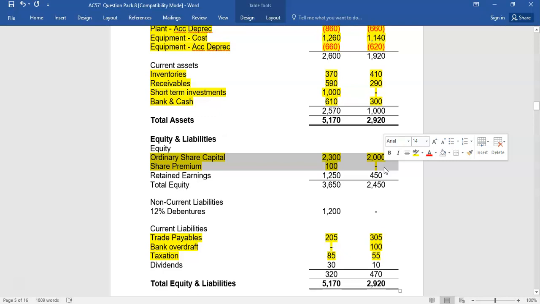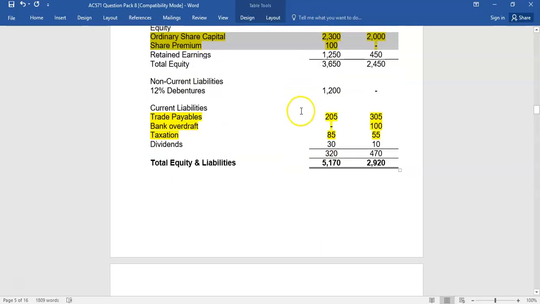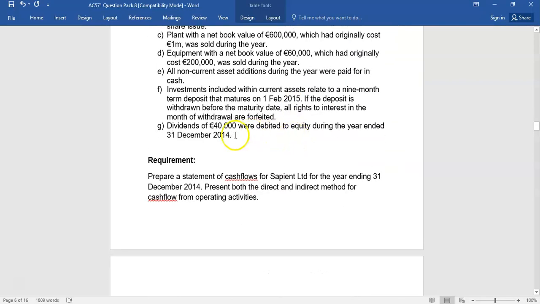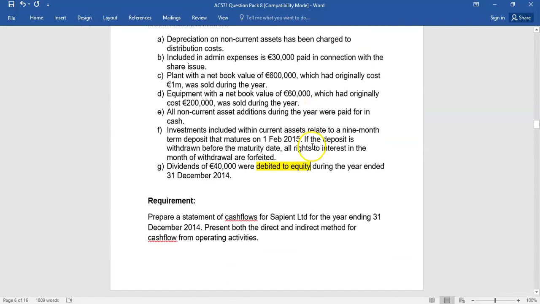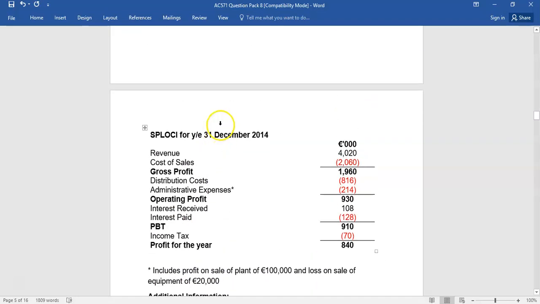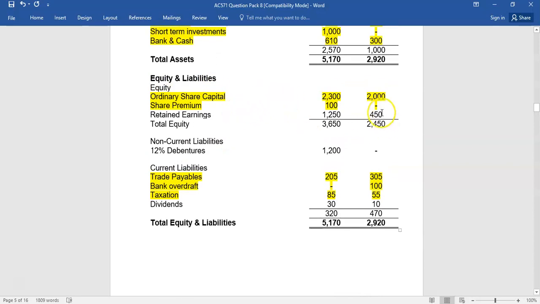because it doesn't make sense to look at them separately. Retained earnings. This is a tricky one because sometimes you're not told if there's dividends paid or not. They tell you here that there were dividends. Be careful now, it wasn't dividends paid, there were dividends debited to equity. That's the important word here. And to be honest, you don't need to be told that. In part G, you should be able to solve here. Your retained earnings are going from 450 up to 1250.